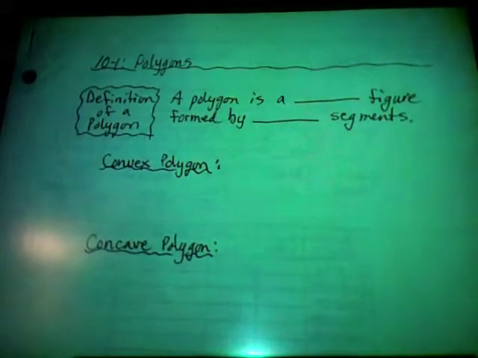Alright, so section 10-1 is on polygons, which we've already discussed several types of, triangles, quadrilaterals. But we're going to look at the definition of a polygon again. You should know what that is.